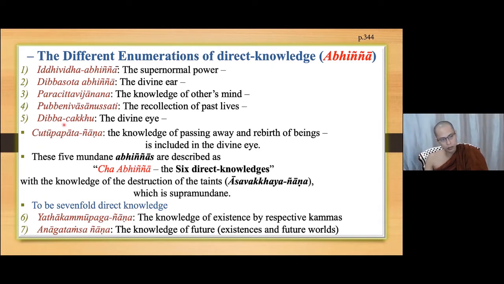The scholars consider that the last one, Deva Cakkhu abhinna, can perform the Cutupapata ñana, Yathakammupaga ñana, very close to the Cutupapata ñana, and the Anagatamsa ñana. Okay, now we understand the different classification or enumeration of abhinna. Sometimes only five are mentioned, sometimes six, and sometimes seven abhinnas. That is the enumeration of the abhinna.